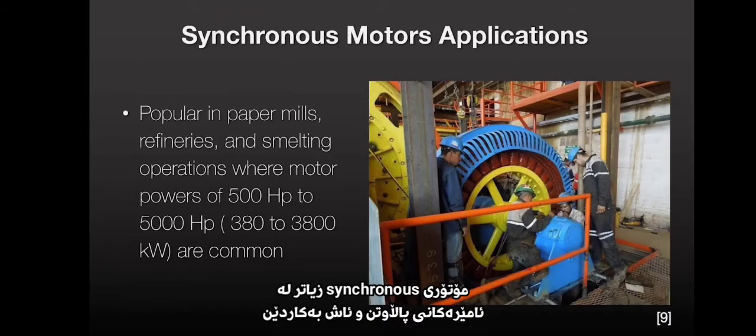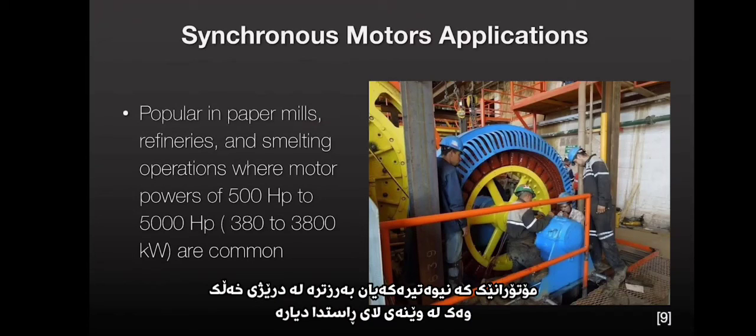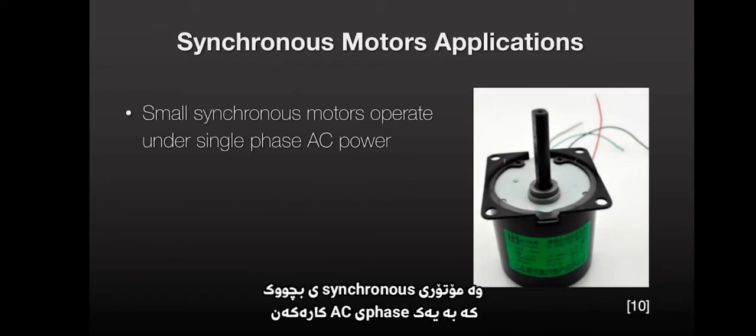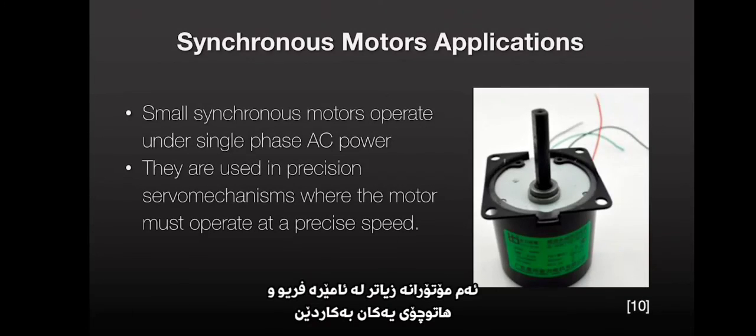Synchronous motors are often found in mills and refineries, where large motor powers of 500 to 5,000 horsepower are common. That's 380 to 3,800 kilowatts, with motors of larger diameter than the heights of the people shown in the photo at the right. Small synchronous motors operating under single-phase AC power provide power to servo mechanisms which must run at very precise speeds. These motors are commonly found in critical aerospace guidance and navigation systems.